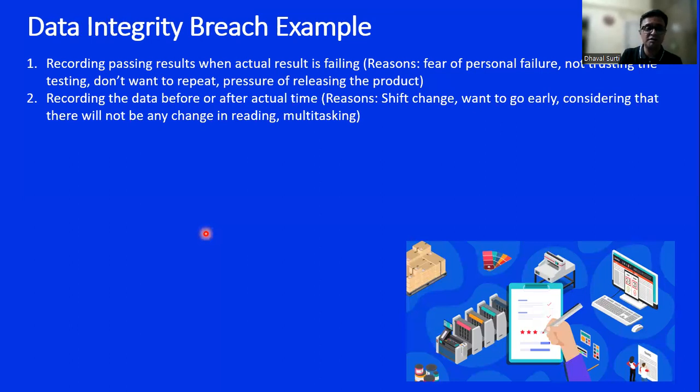Then another form is recording the data before or after actual time. So it is called pre-dating or pre-timing or post-dating or post-timing. So even before doing the activity, if I write it, it's a data integrity issue. And if I have done the activity now, but I am recording the result tomorrow or maybe 2 hours after, then it's a data integrity issue. And what are the reasons for this?